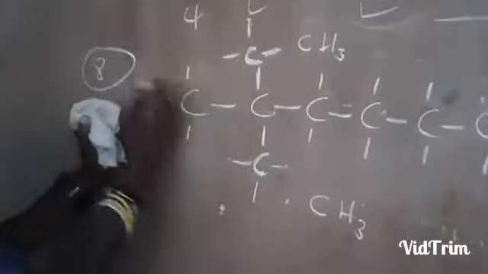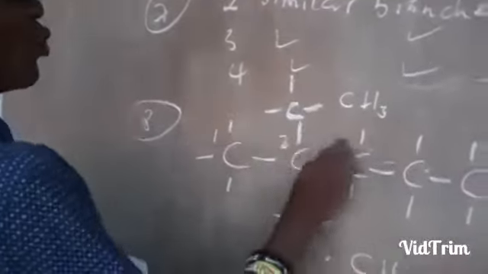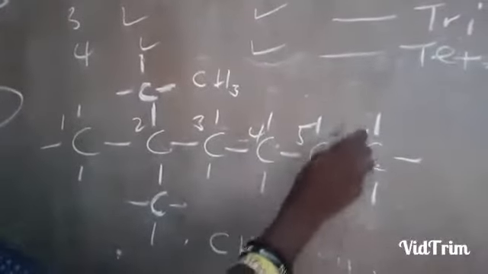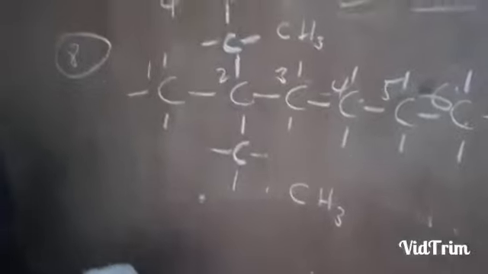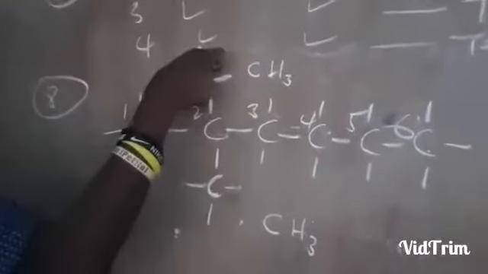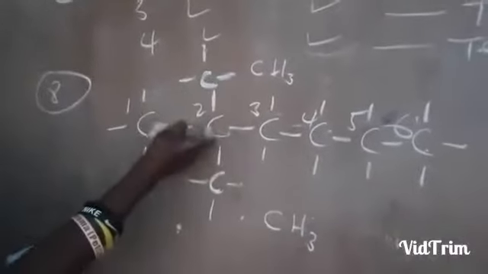This branch is very close to this end than this other end. So we start the numbering from this end: 1, 2, 3, 4, 5, 6. Now there are similar branches, but they are on the same carbon atom. This and this, they are similar, on the same carbon atom. They are on carbon number 2.